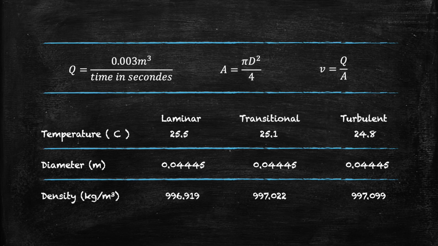Here, we are moving on to our calculations. Up at the top, you can see the important formulas that we use to calculate these values. And in the middle and below, you can see the variables that we had included.